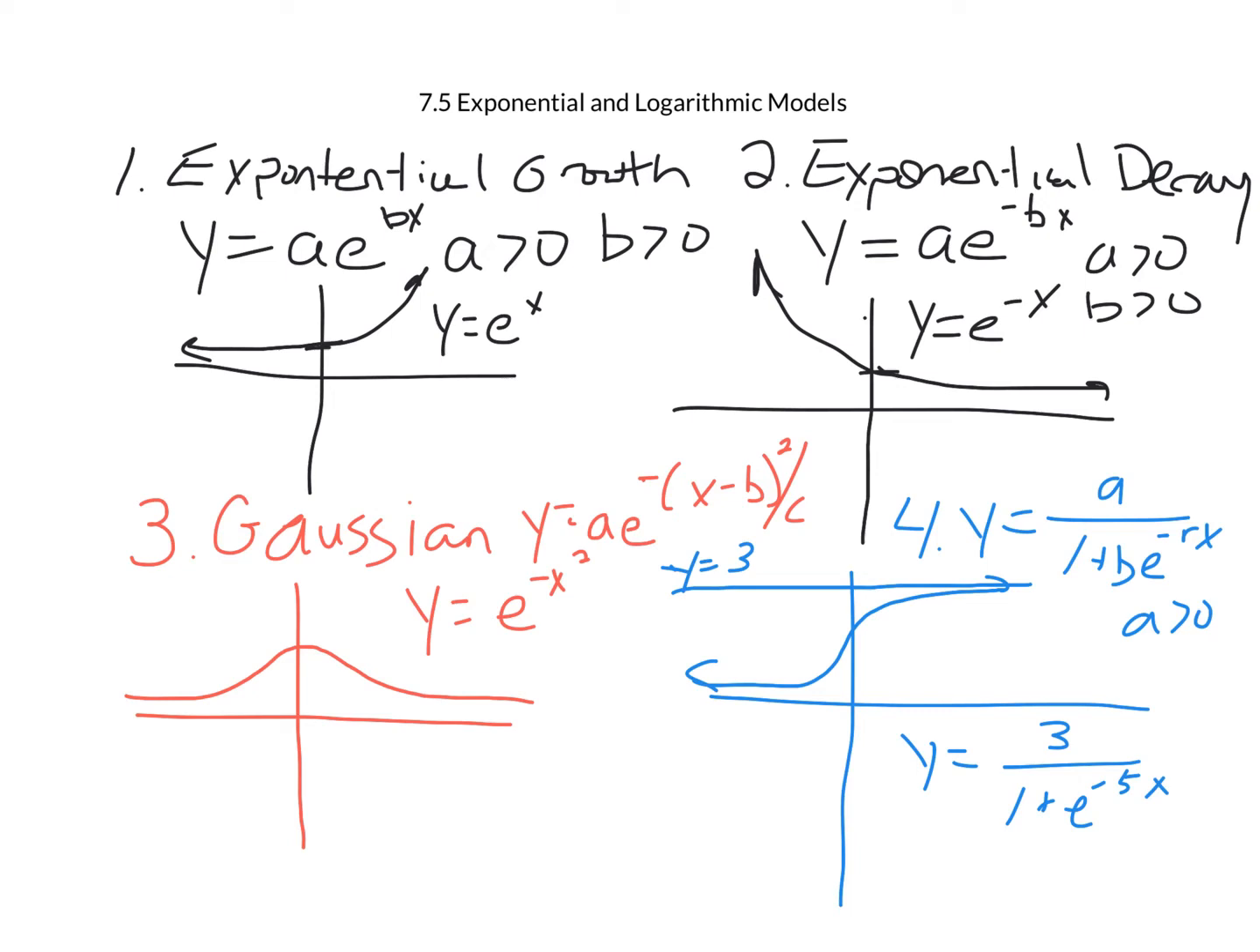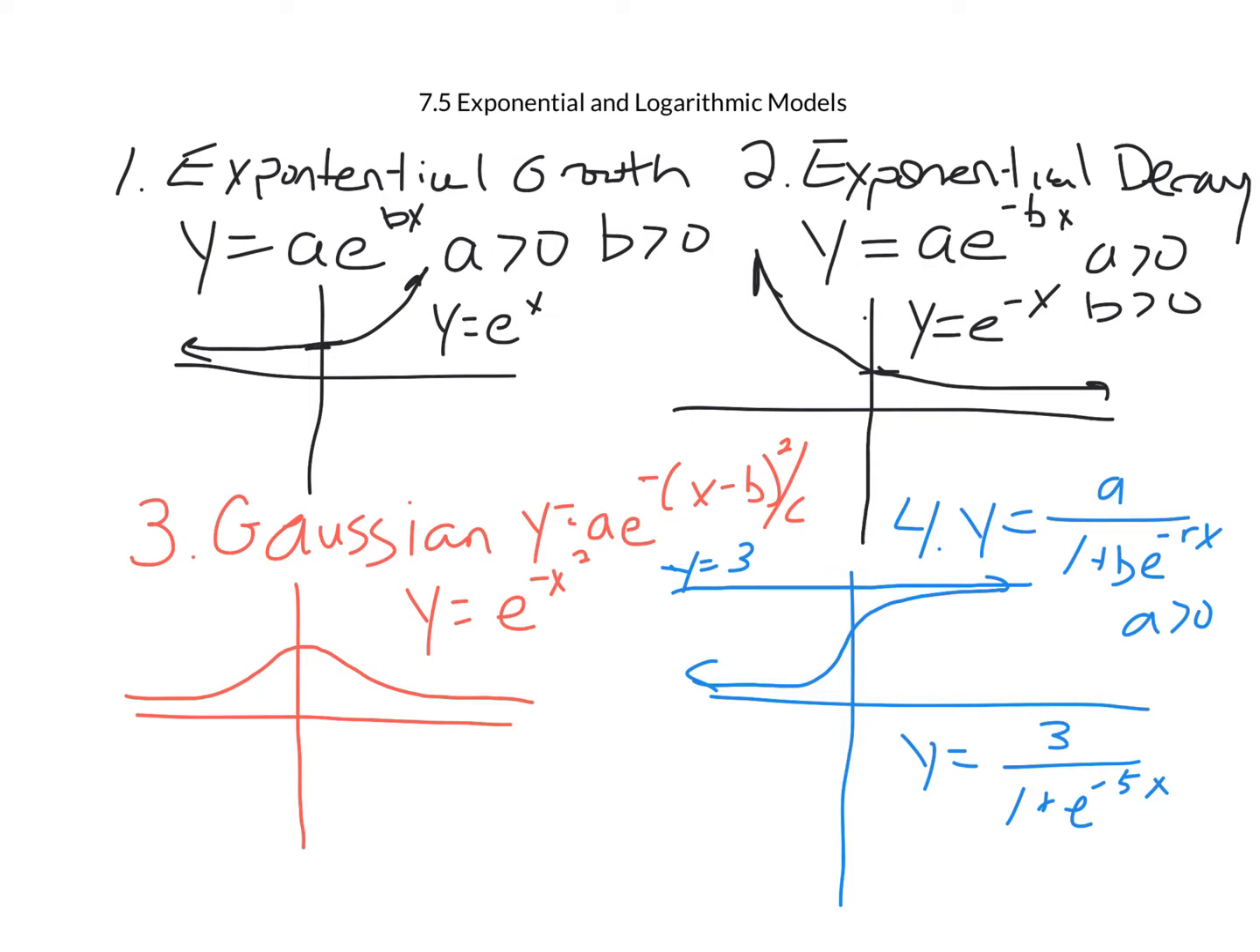Alright, 7.5 exponential and logarithmic models. There are about 5 basic types of these that we're going to be going over in this section. This first slide and this next slide will be just a general overview, and then we'll dive a little deeper at the end of this video.